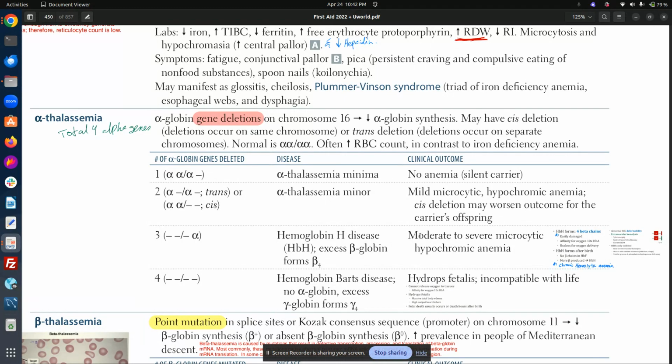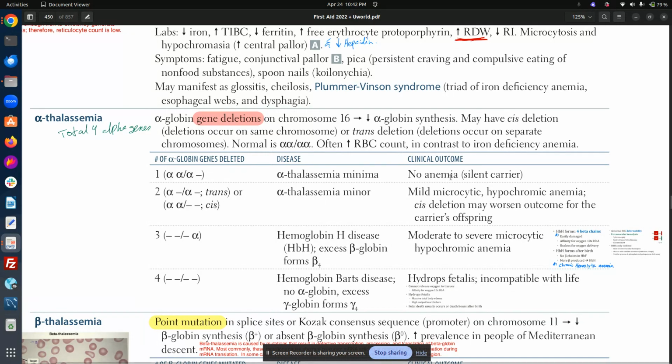Now there are four types of alpha thalassemia on the basis of gene deletion, from least severe to most severe. The first is when one gene is deleted. You can see here, it's very easy. When one alpha gene is deleted, it is called alpha thalassemia minima.